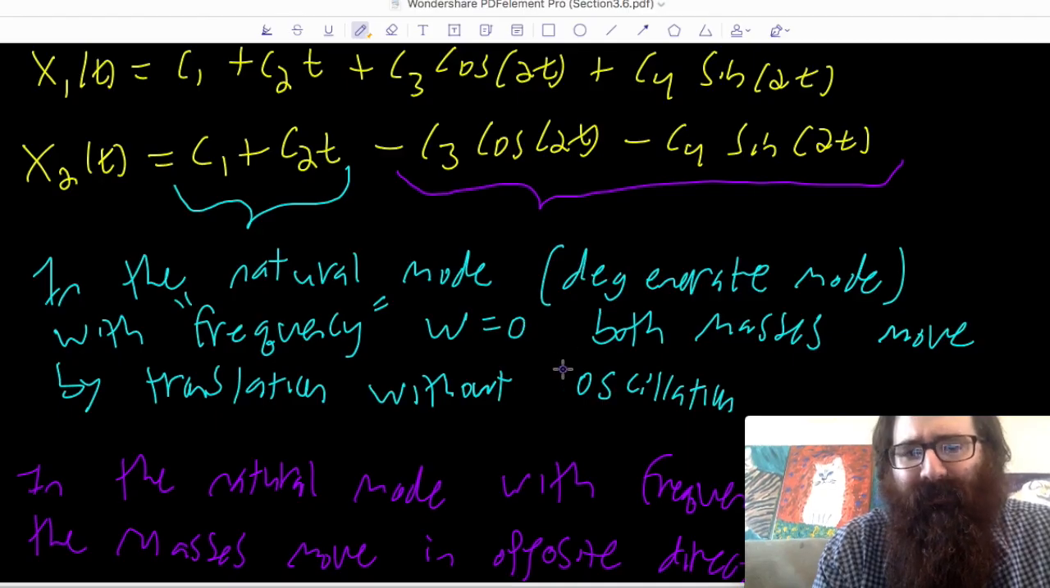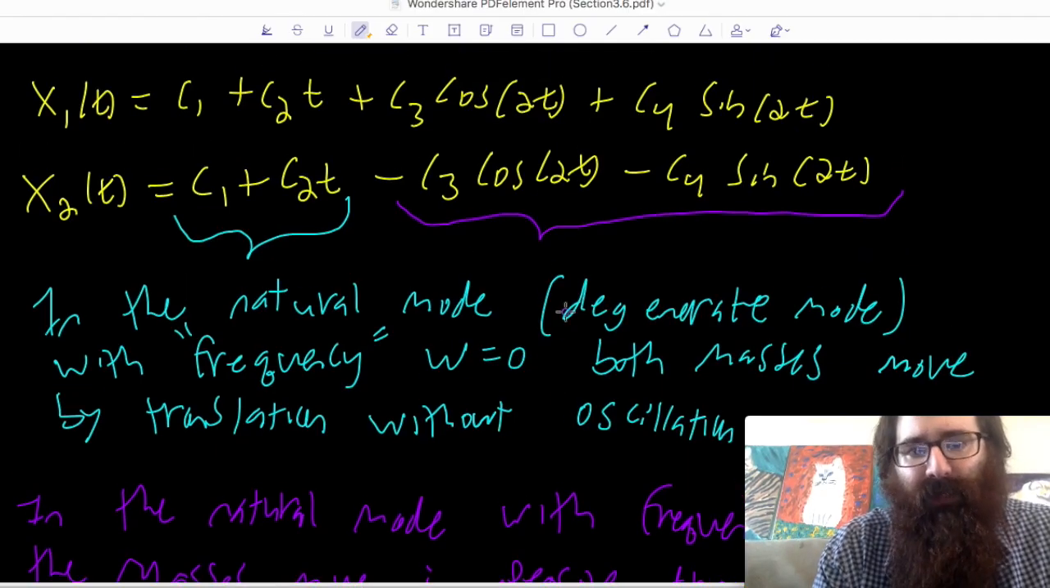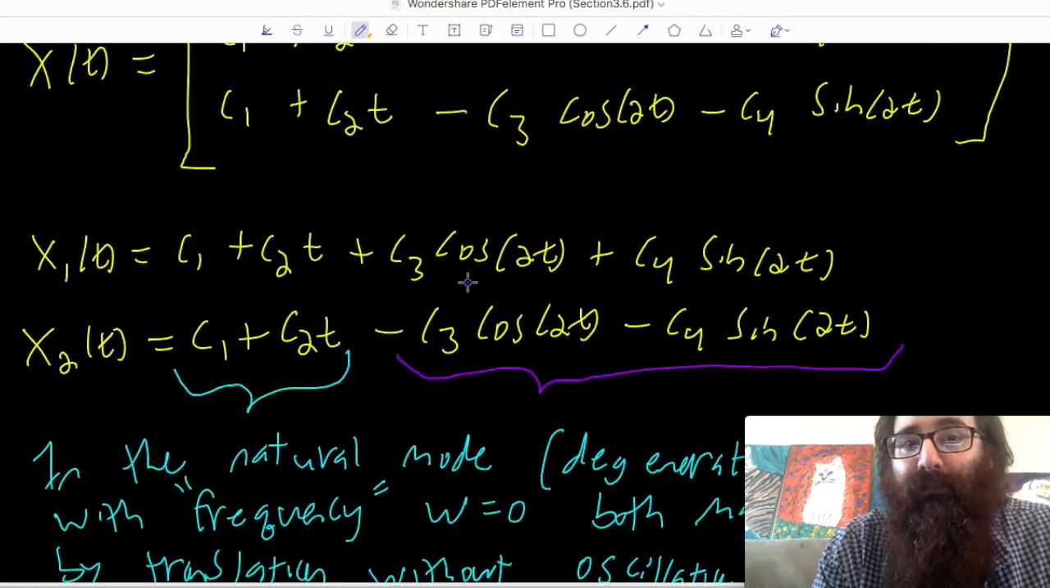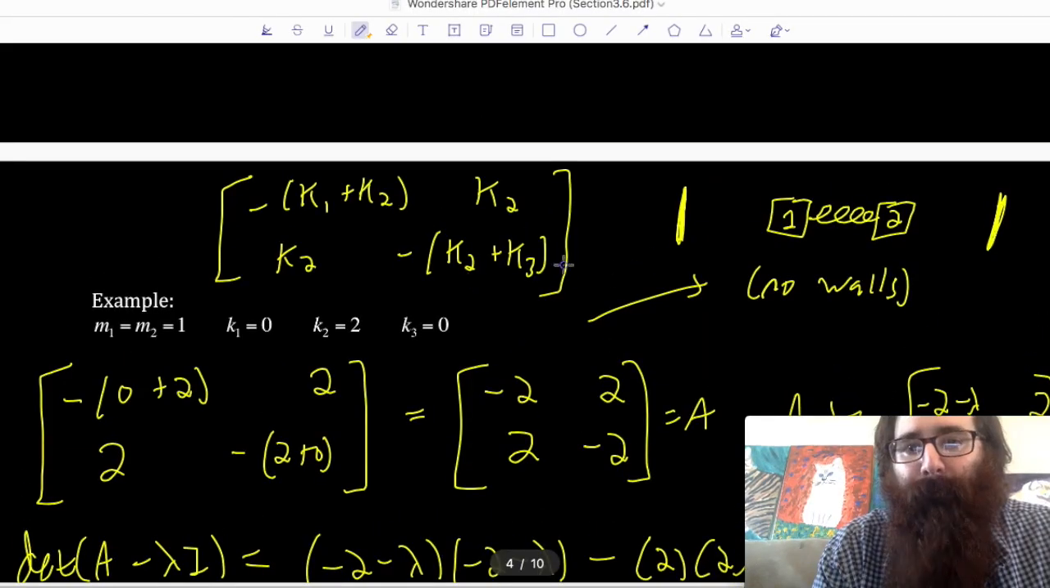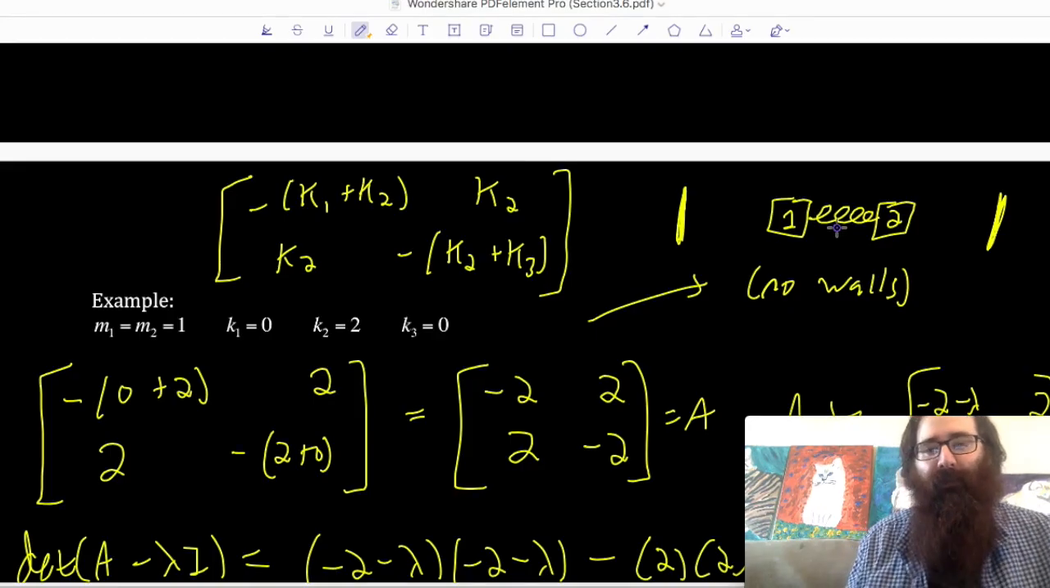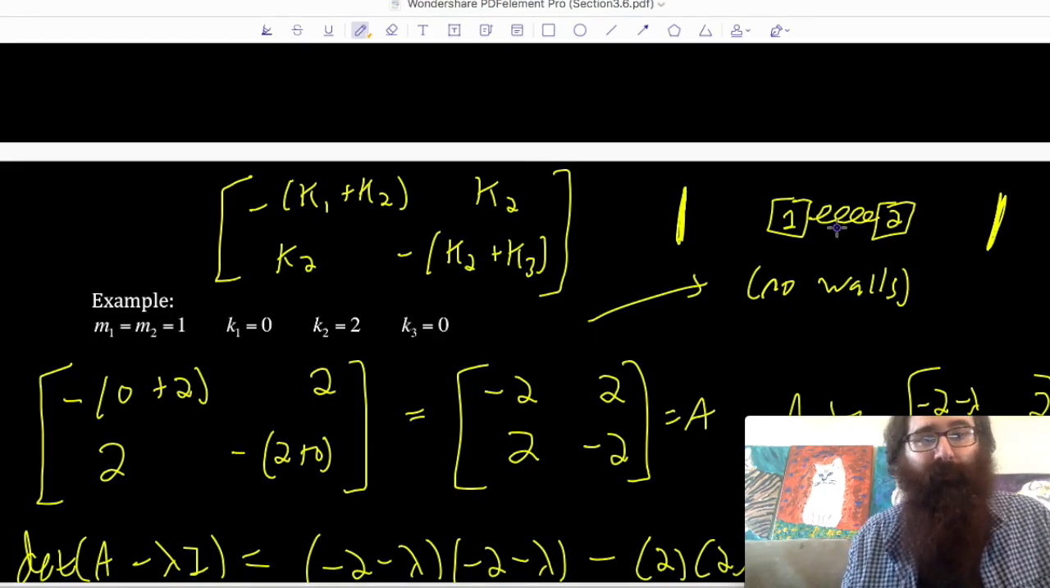What's interesting though is this degenerate mode. So I say moves by translation without oscillation. Why is that? And this is sort of strange. We only see this when we have this eigenvalue of 0. Well, let's go back to what we said in the beginning of our example. Since K1 and K3 were 0, this is no walls to the system. So here we just have two masses connected with a spring. How can I think about that translation without oscillation? I like to think of a sort of an application of this.